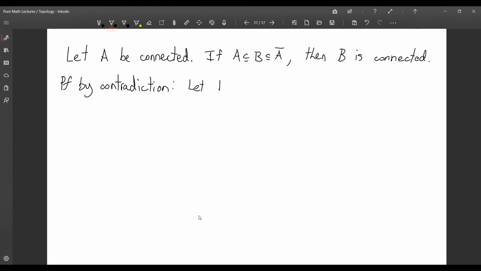So let B be separated by C and D. Then A is contained in C, or A is contained in D. So then either, right, this is sort of an exclusive or, then either A is contained in C or A is contained in D, because A is connected, right? We already proved this.